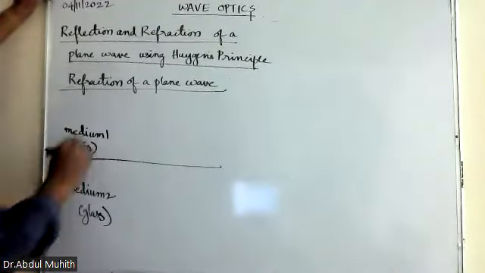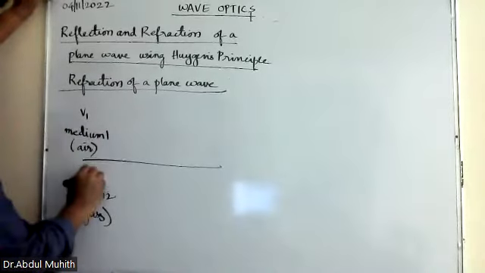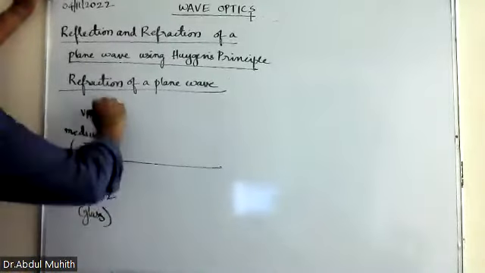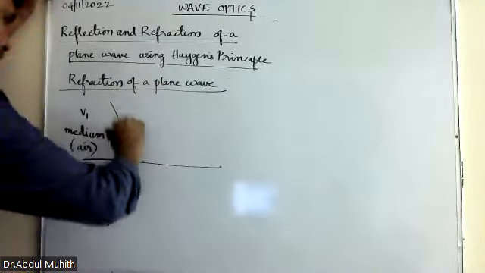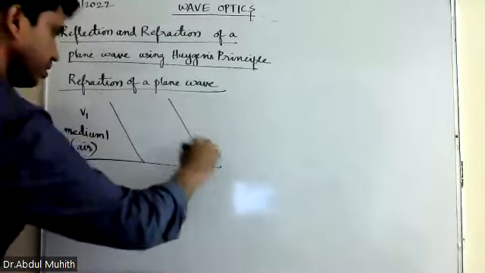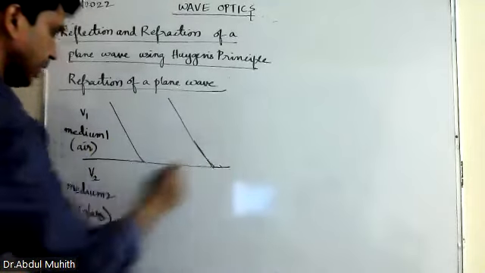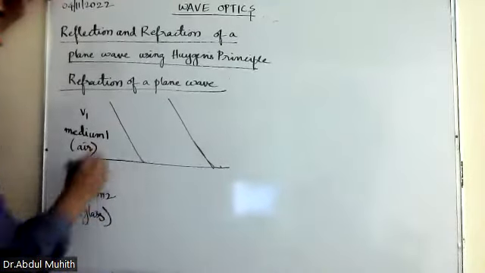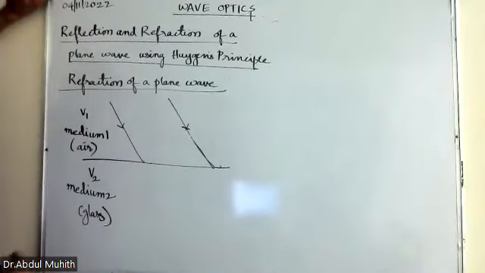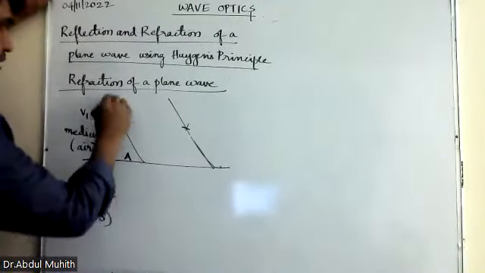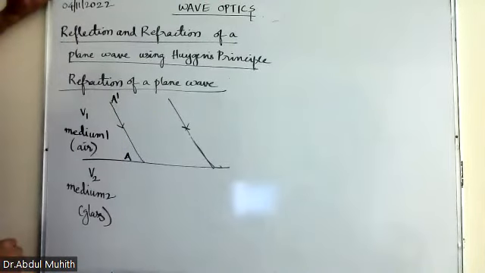Now the velocity in this one is v1 and the velocity here is v2. And these are the two rays. This line is the interface. These two are incident rays, A dash and BC.